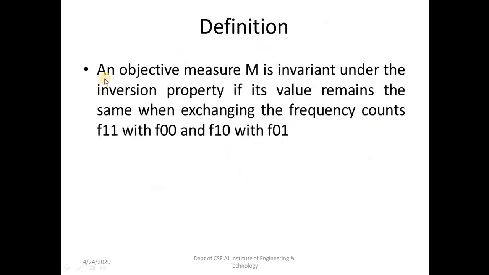Let us see the definition of the inversion property. An objective measure M is invariant under the inversion property if its value remains the same when exchanging the frequency counts F11 with F00 and F10 with F01. This is the definition.